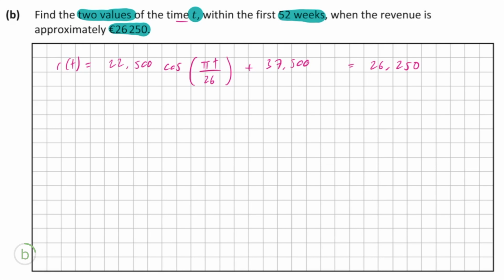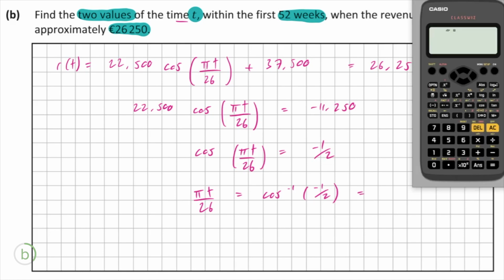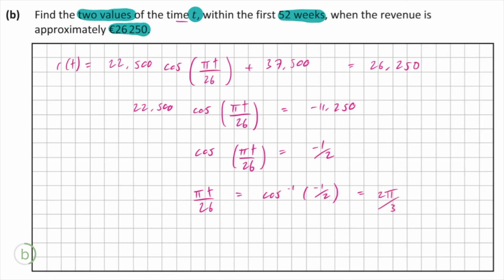First of all, just taking away 37,500 from both sides, we'll get this. Now we're just going to divide across by 22,500 to simplify it a bit further. And we're going to get just minus a half on the right hand side, which definitely looks right. It's quite a nice simple cos problem now. So we can say that pi T over 26 is equal to the cos inverse of minus a half. So we're just going to go shift cos minus 0.5, once again making sure that your calculator is in radians. We're going to get 2 pi over 3. So there we have one equation.